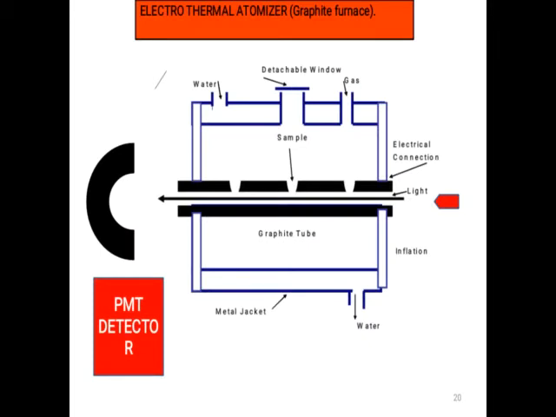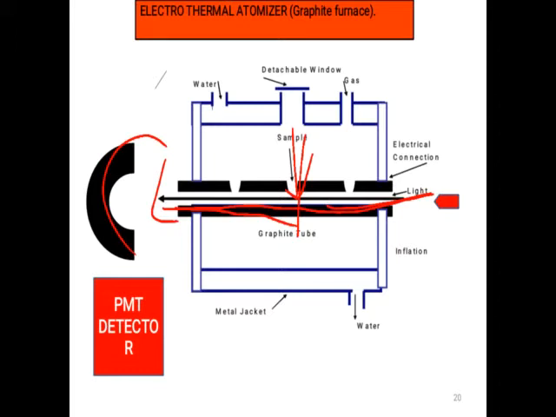Okay, so this is the electrothermal atomizer. In the electrothermal atomizer, light is passed through this part. Here light is absorbed, here sample is added. So this light passes, it falls on this sample. The sample absorbs some of the radiations and the remaining radiations are transmitted.